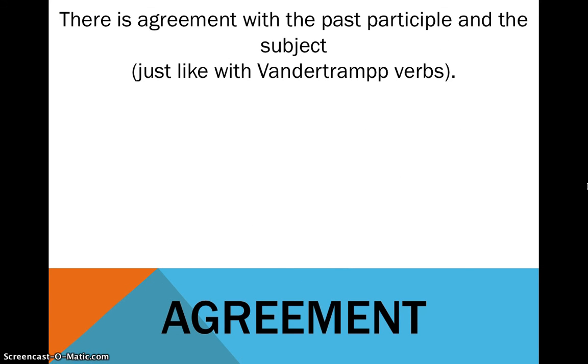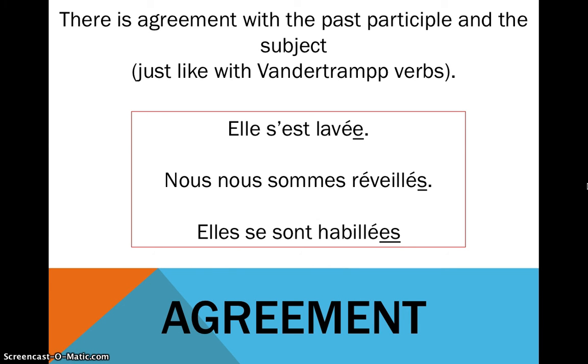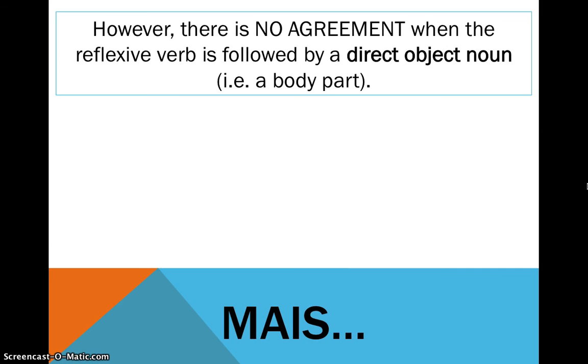And just like with the Vandertramp verbs, there is agreement with the past participle and the subject in the passé composé. So we have elle s'est lavée, nous nous sommes réveillés, elles se sont habillées. You add that E if it's feminine, an S if it's plural, and an ES if it's both feminine and plural. But as you know by now, French is very complicated, and sometimes there is no agreement.